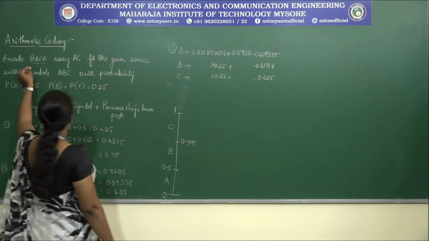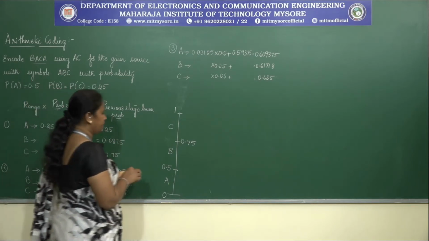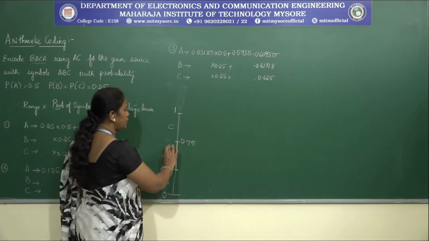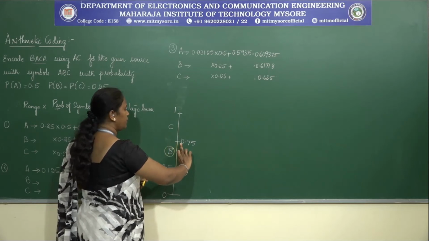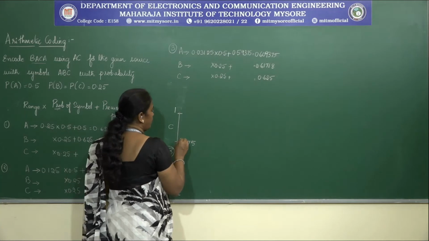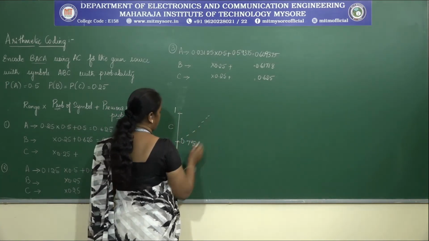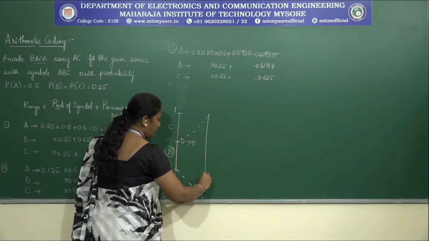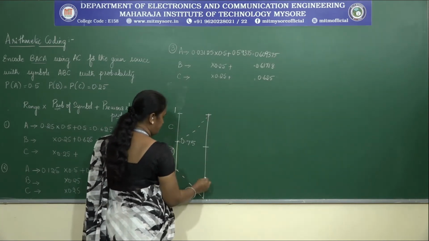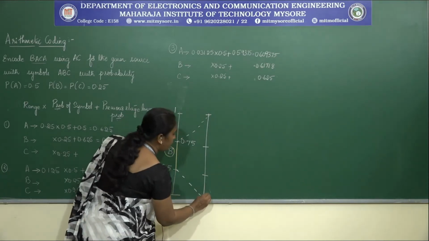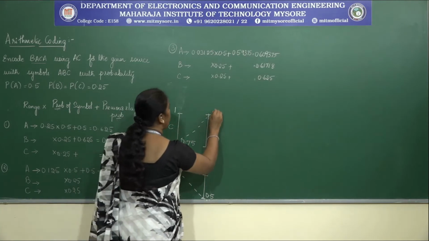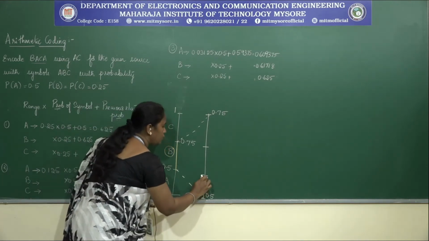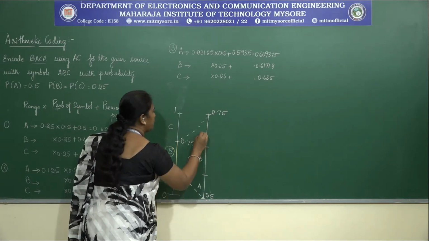Now we have to encode the first character, which is B. What is the range of B here? It lies between 0.5 and 0.75. So extend this range and once again divide it. What is its range? It is 0.5 to 0.75. Now we need to find the range of A, similarly B as well as C.